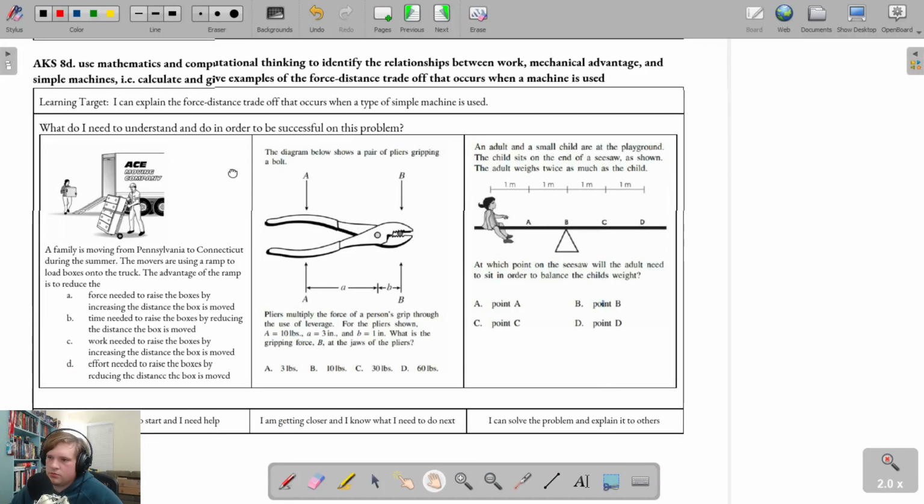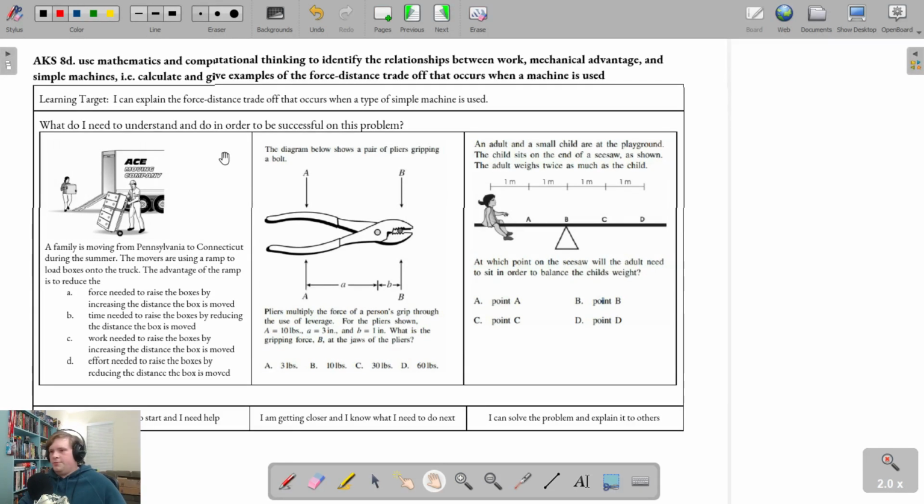I can explain the force distance trade-off that occurs when a type of simple machine is used. So the key point here is the force distance trade-off. What does that mean? Don't get scared by it. It just means work is equal to force times distance. That means the more force you have, the smaller distance you need. The more distance you have, the smaller force you need. That's all it means. You trade off: if one goes up, the other goes down.